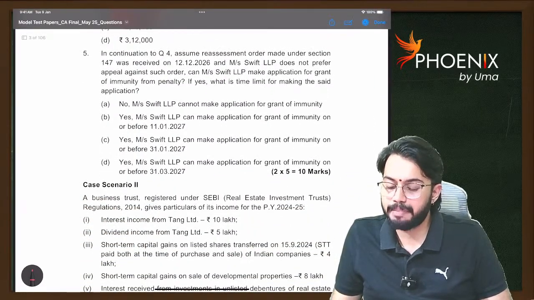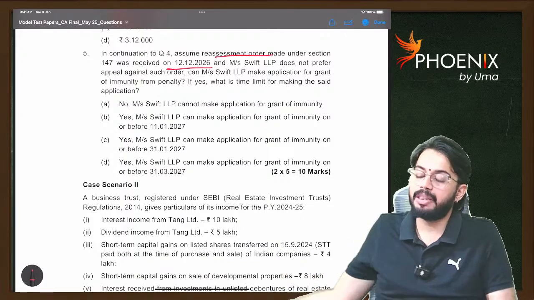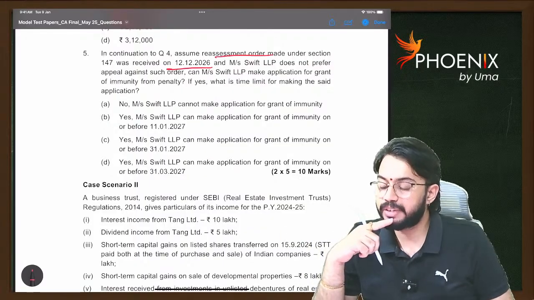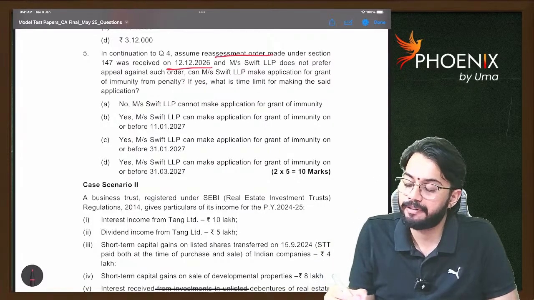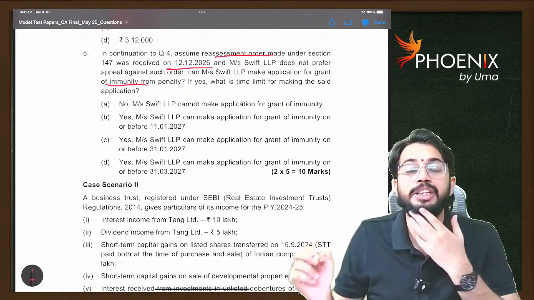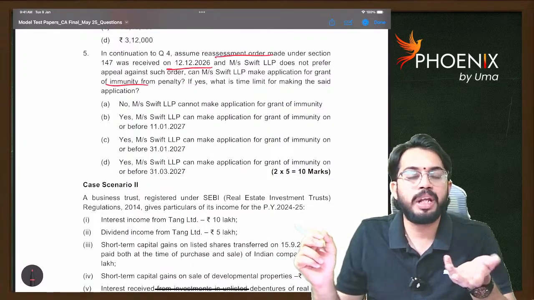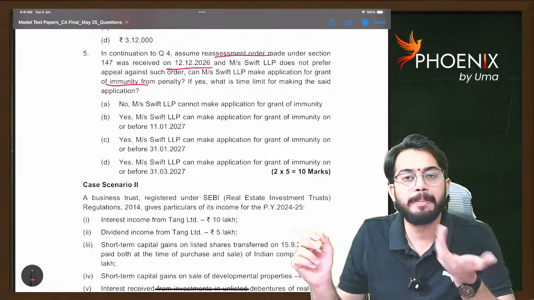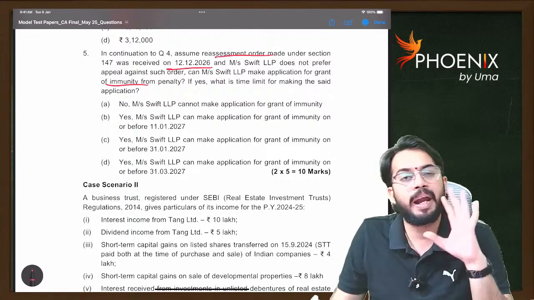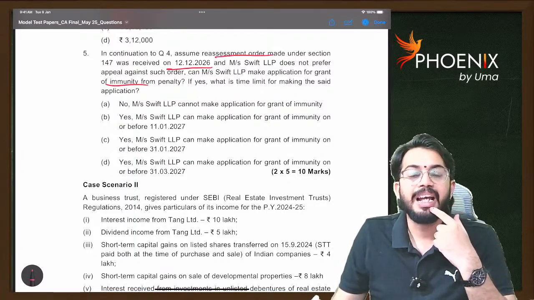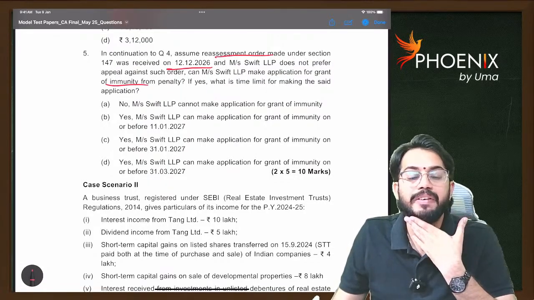In continuation to question number 4, assume the reassessment order made under section 147 was received on 12th December 2024 and Merces Swift LLP does not prefer appeal against such order. Can Merces Swift LLP make application for grant of immunity? Yes, as per section 270AA, if any penalty is levied, if it is underreporting, penalty is 50% of tax. If it is misreporting, penalty is 200% of tax. Whatever the normal tax and interest are, if they are paid promptly to the income tax department, then the LLP can request the income tax commissioner to waive off penalty under section 270A.